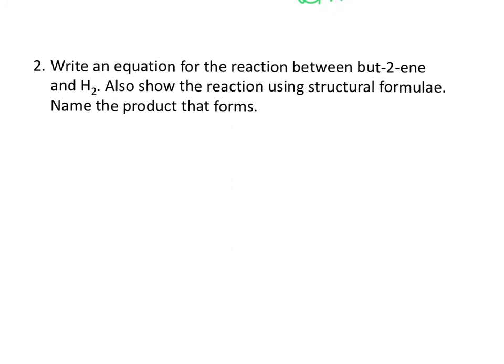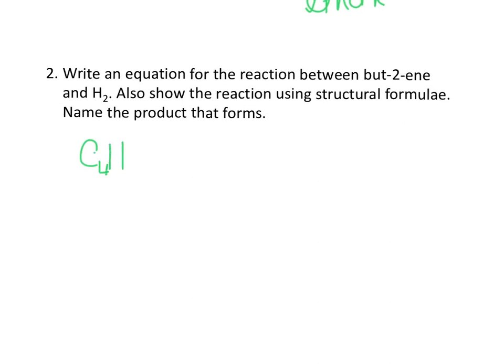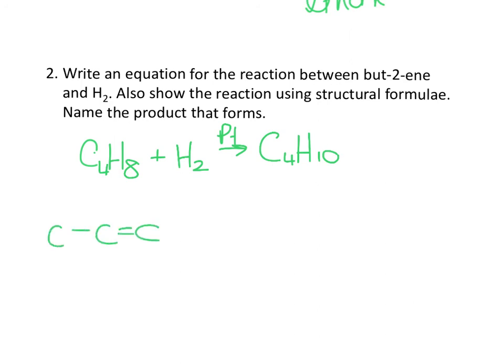They say, write the equation for the reaction between but-2-ene and H2. So but-2-ene would be C4H8 plus hydrogen, which then means it's going to become C4H10. Okay, don't forget your catalyst. So but-2-ene means it's got to go on the second carbon. Oops, I'm about to not leave myself enough space. There we go.